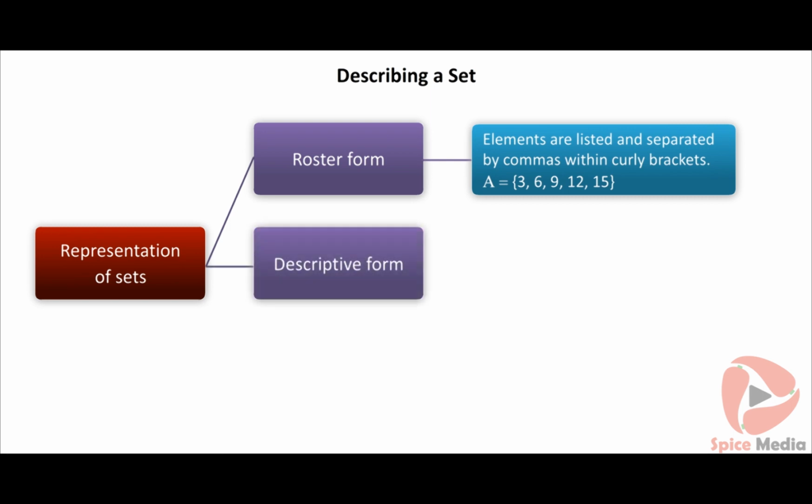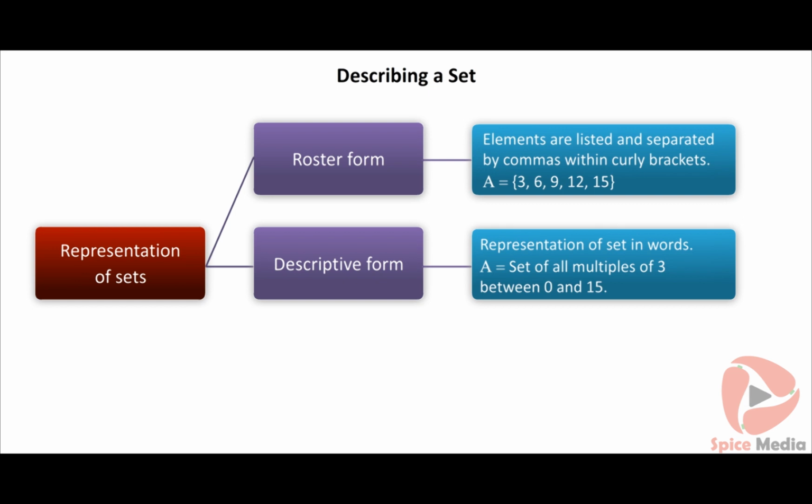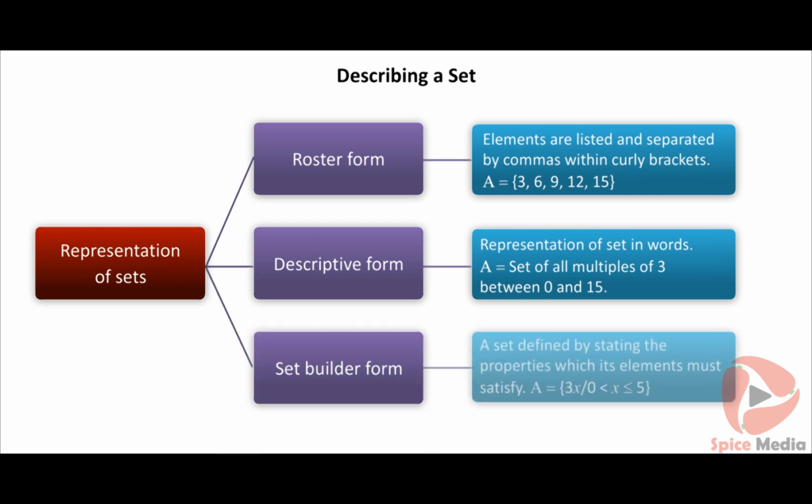Descriptive form. Representation of set in words. A is equal to set of all multiples of 3 between 0 and 15. Set builder form. A set defined by stating the properties which its elements must satisfy. A is a set of all 3x such that x is greater than 0 and less than or equal to 5.